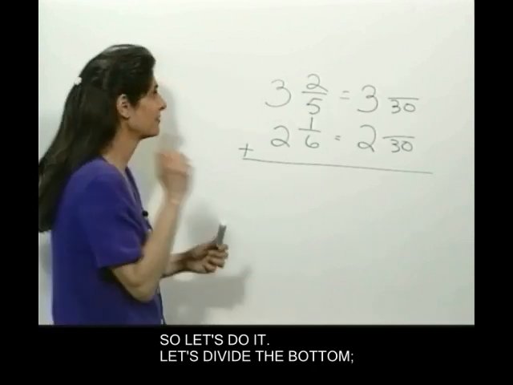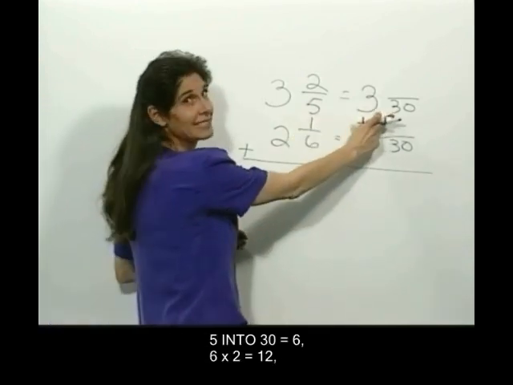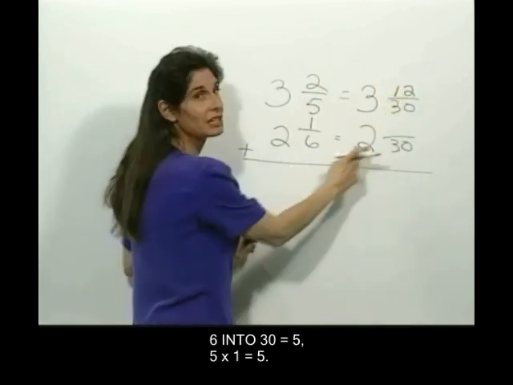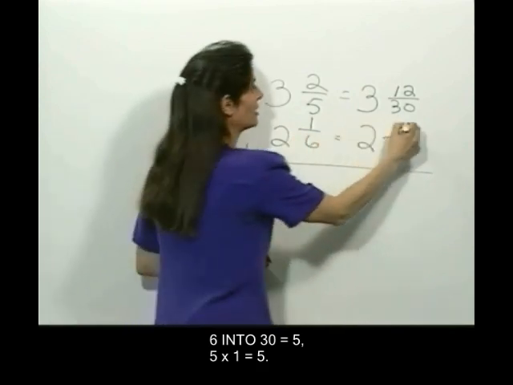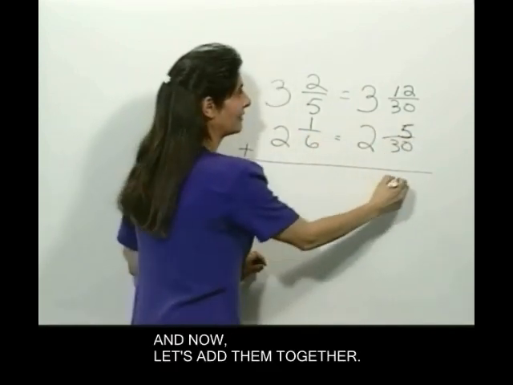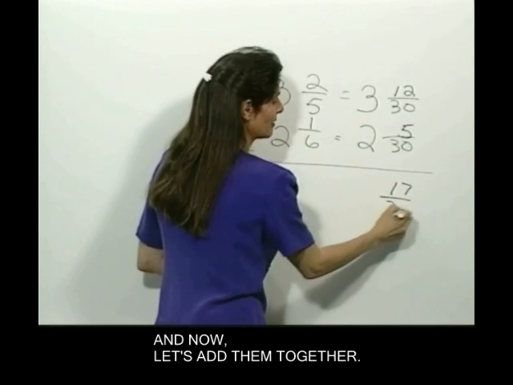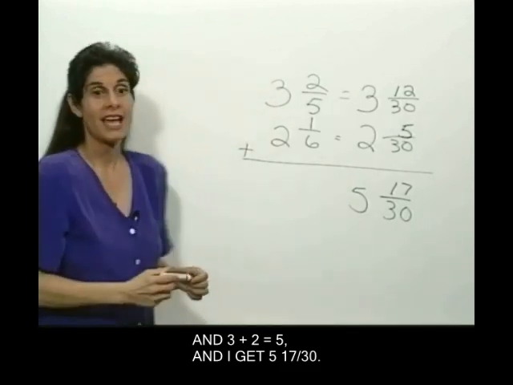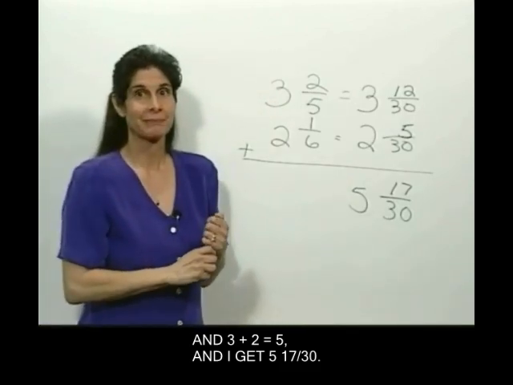So let's do it. Let's divide the bottom. 5 into 30 is 6. 6 times 2 is 12. 6 into 30 is 5. 5 times 1 is 5. And now let's add them together. And 3 and 2 is 5. And I get 5 and 17/30.